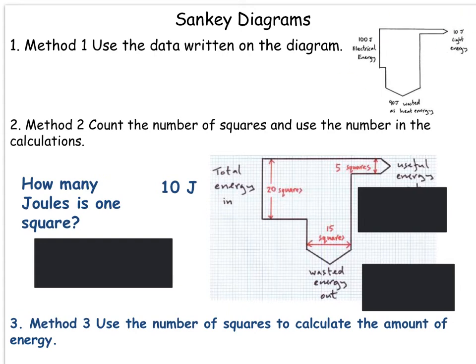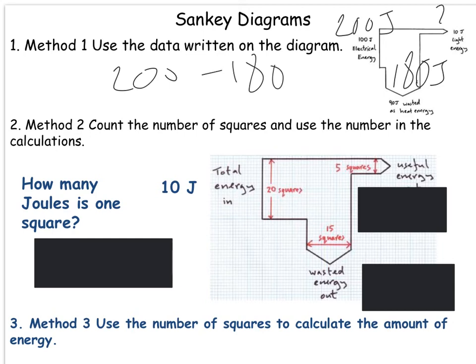If I was to change this one slightly, so rather than what we've got there, I turn it to be 200 going in, and I told you that we were wasting 180, it might then ask you to work out the energy that comes out as useful light. How I would do that is I would do 200 minus 180, and that should give me 20 joules. So the useful energy in that case would be 20 joules. And that's the sort of question we're talking about, where you have the data written on the diagram itself.